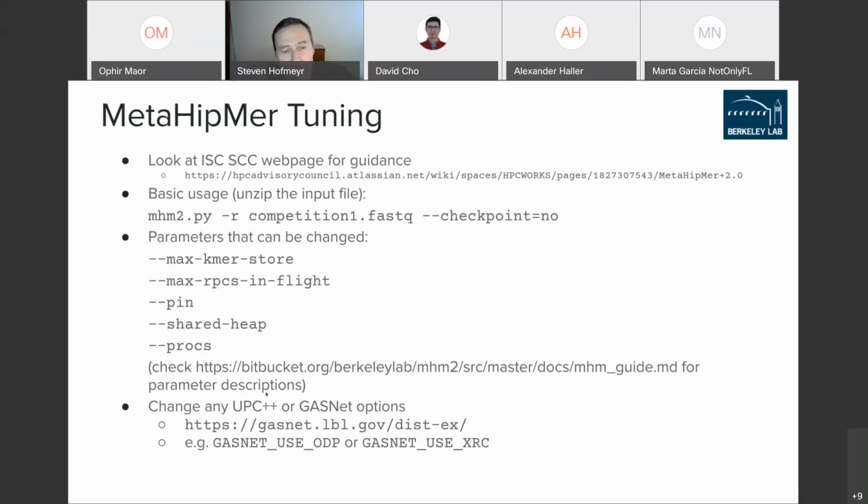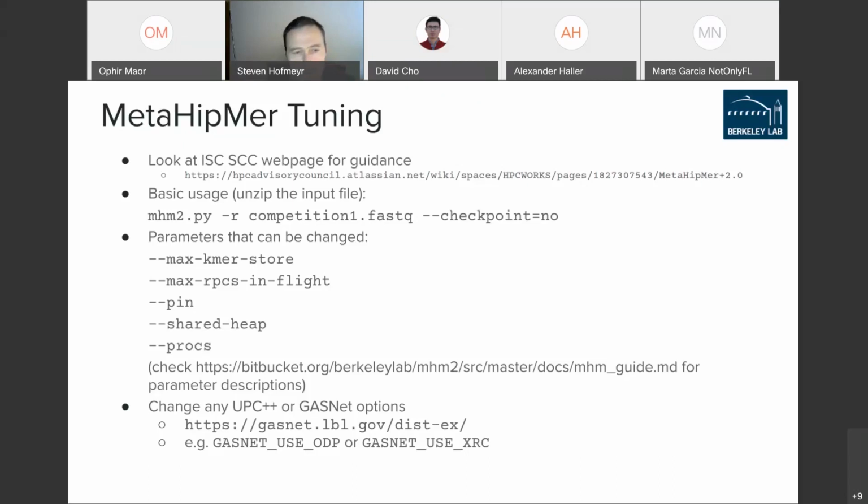Then UPC++ itself and GASNet have a whole bunch of options, and you can look at the GASNet documentation. You can see that over here. And once again, it's also documented at the competition webpage. Especially if you're running on InfiniBand, which is, I think, the network for all of the systems we have available, there are a lot of different GASNet options to play around with that may improve the performance of some stages, but not others.